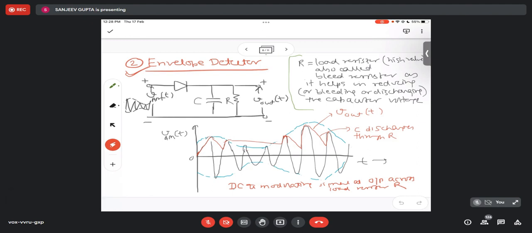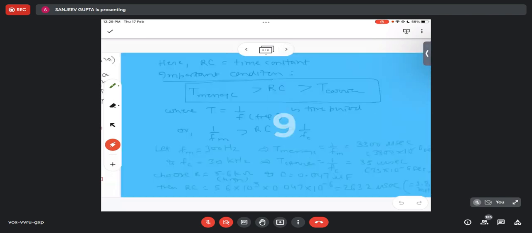So here my output consists of DC and my modulating signal. But I want the output to be totally the modulating signal, with no DC. Because I want no DC, and here my output consists of DC and modulating signal, we will do this experiment tomorrow. So basically, what we do, we add a capacitor.